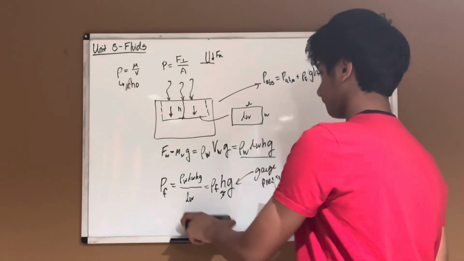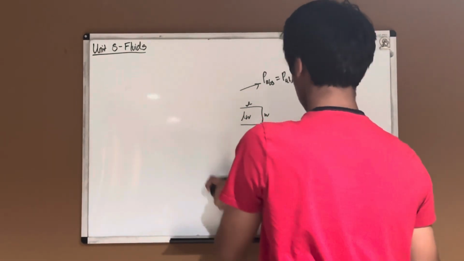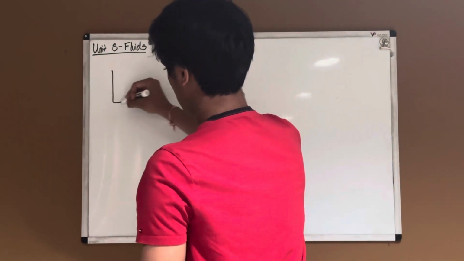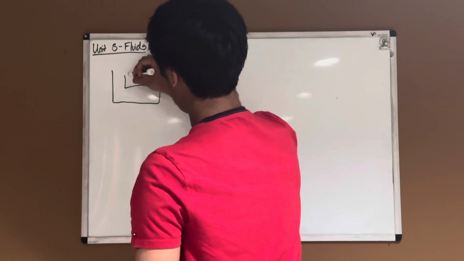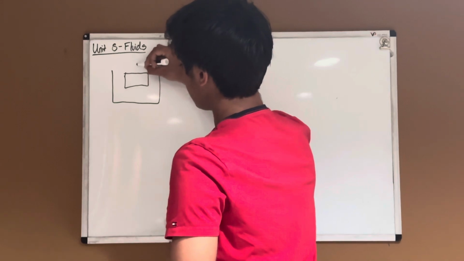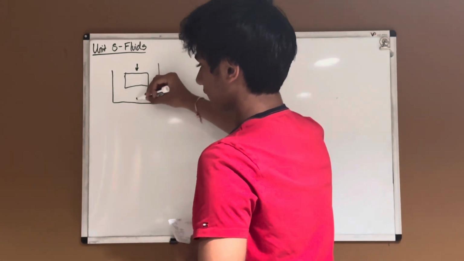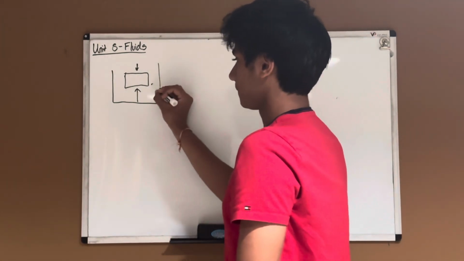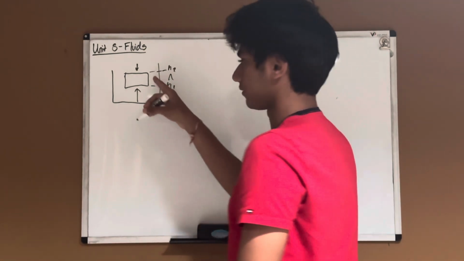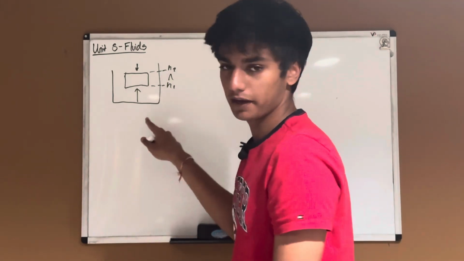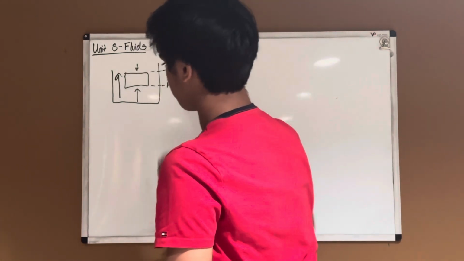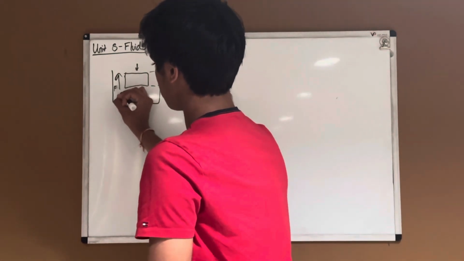Okay, next. If we imagine another object submerged, like so, based on our previous formula, the pressure at the top is going to be less than the pressure at the bottom, because the bottom is at a greater depth. Therefore, this bottom pressure is going to be greater. Because pressure is force over area, we're going to have an upward buoyancy force, and they call it F_B.